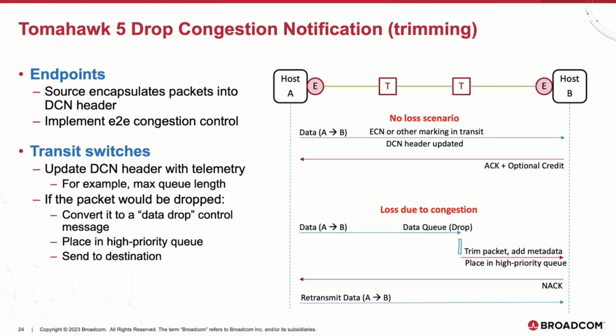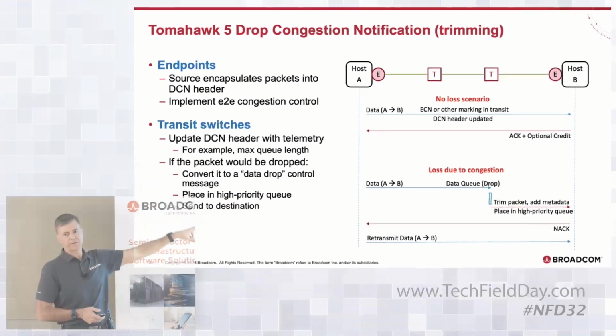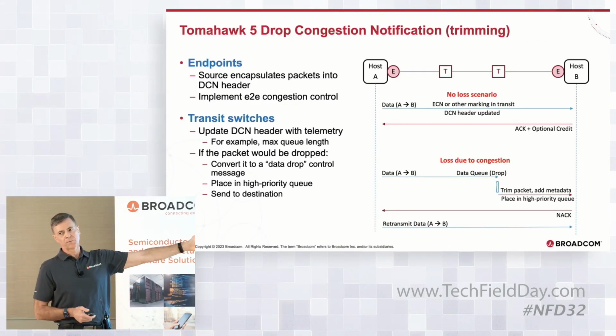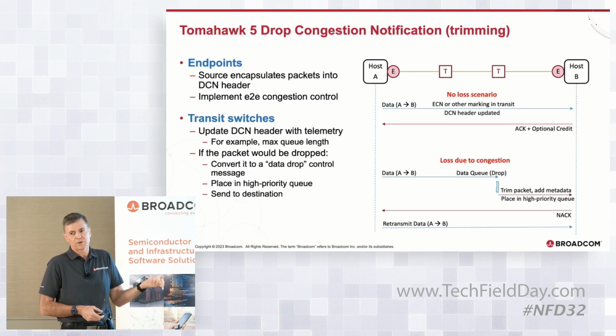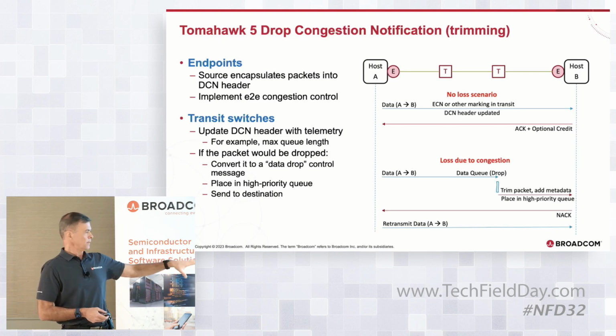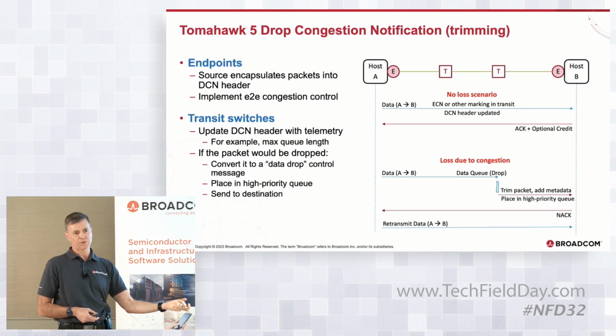What we show here is, the top part is the no loss scenario, where the endpoint encapsulates the packet with a DCN header. As that flows through the network, we'll tack on some metadata. And so the end host in the no loss scenario now has some additional metadata that was collected along the path. In the case where you would have dropped the packet due to congestion, you trim it, put metadata on it, place it in a high priority queue, and then forward it on to the destination.